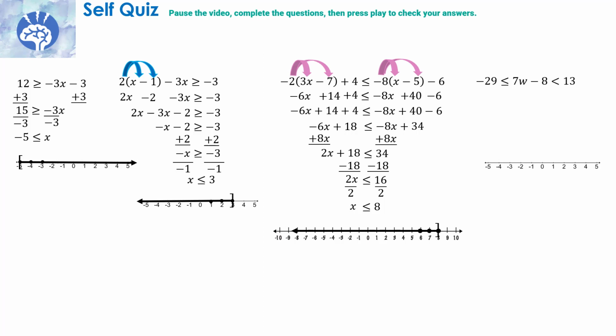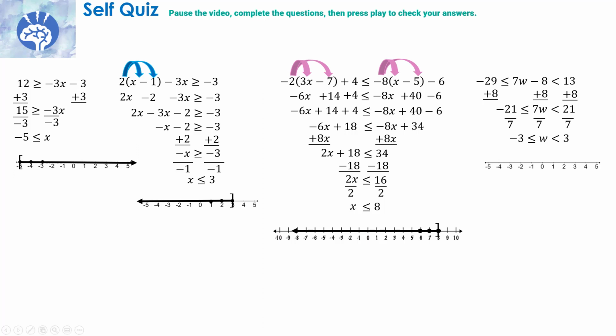Cool. For the last one, negative 29 is less than or equal to 7w minus 8 is less than 13. Remember, for this, even though there's 3 parts, we need to get w in the center by itself. 7w minus 8. The opposite of subtracting 8 is adding 8. Now we do that to each piece, the left, center, and right. This gives us negative 21 is less than or equal to 7w, which is less than 21. We still need w, so the opposite of multiplying is dividing, and we end up with negative 3 is less than or equal to w is less than 3.